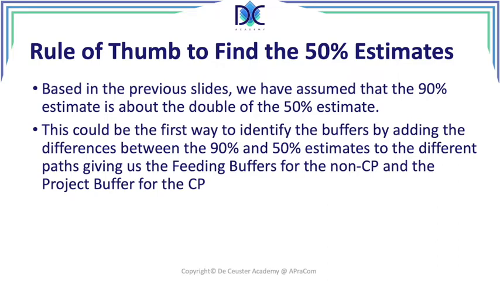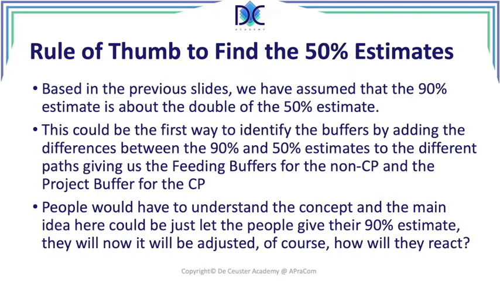People can estimate those values in a different way. They can try to find the 90% and then the 50% probability. And when we take the difference, we divide it by 2, and we add it to the feeding buffers for the non-critical path and the project buffer for the critical path. Now, you have to understand the concept: the main idea is to let the people give the 90% estimate, and they will know it will be adjusted.